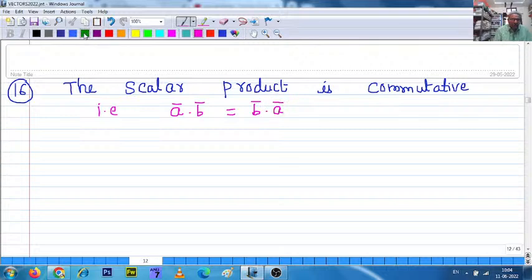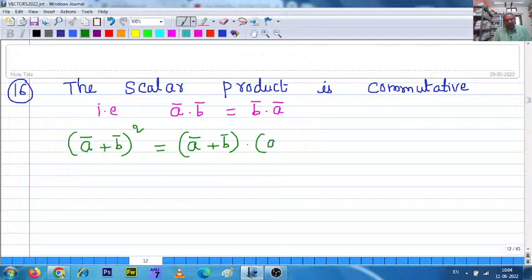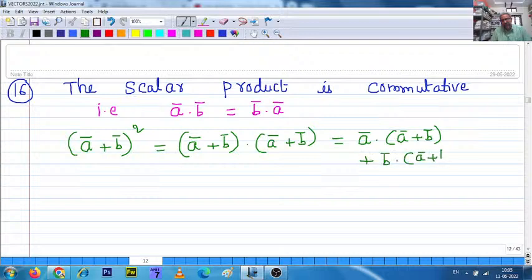That means one application, let's have a discussion. For example, (A bar plus B bar) whole square is there. This is nothing but (A bar plus B bar) dot (A bar plus B bar). Because it obeys even distributive property also, so you can write like this, A bar dot (A bar plus B bar), and plus you can write now B bar dot (A bar plus B bar). So this is the application of this one. See, just you are going to get it.